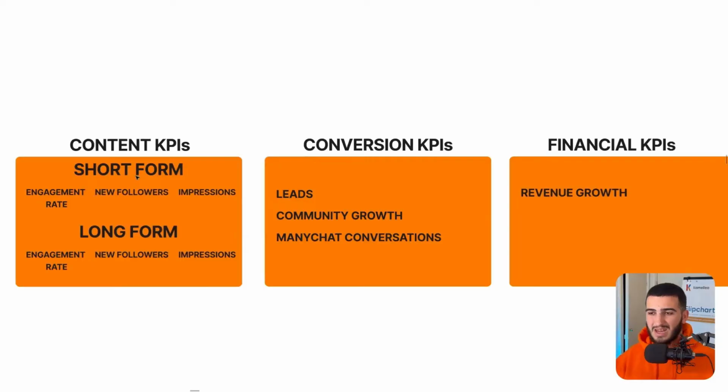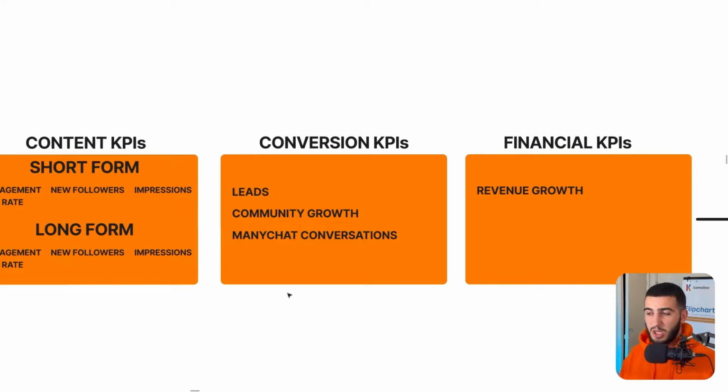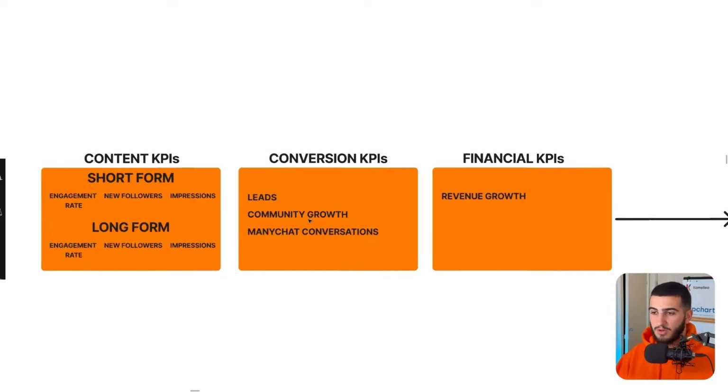For content KPIs, I split it between short form and long form. For both short form and long form, we have the engagement rate, the number of new followers, and the number of impressions. Then we have some conversion KPIs, so the number of leads we're bringing in, the community growth, and the amount of money chat conversations. And then we have some financial KPIs, revenue growth.